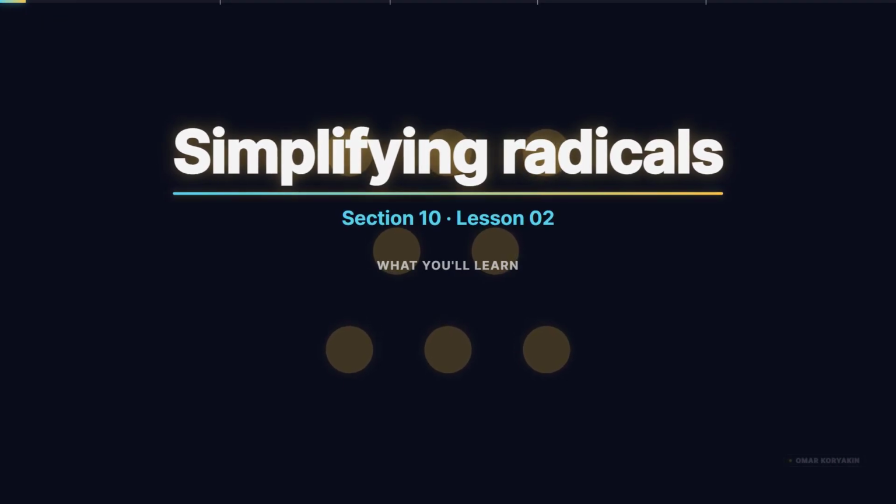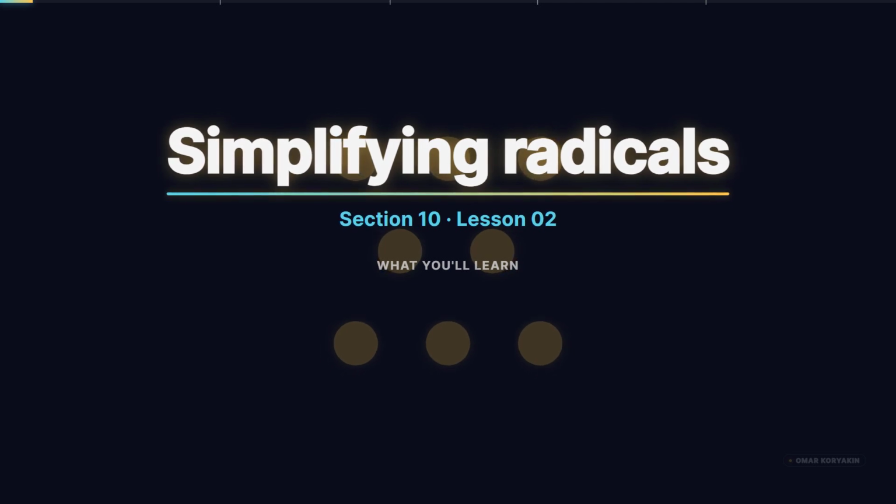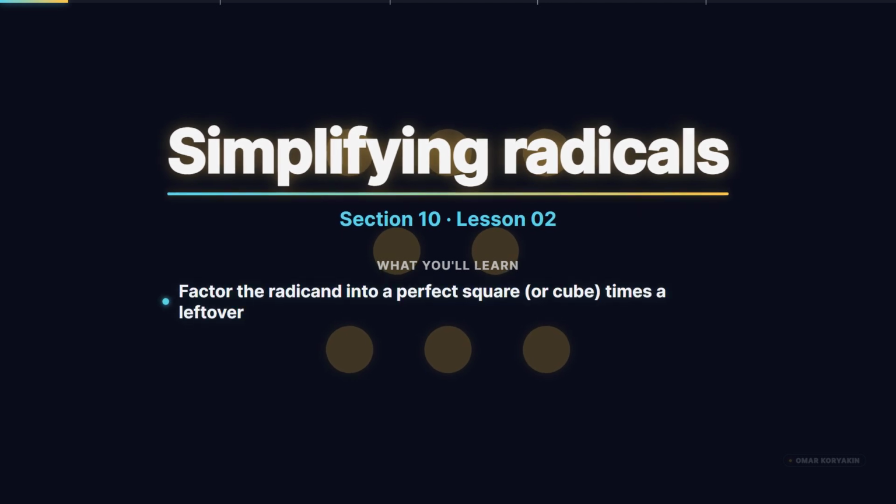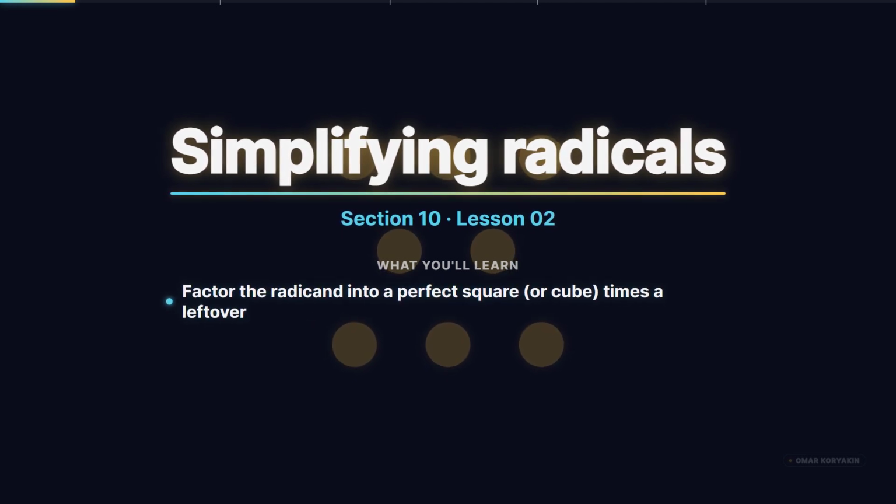Simplifying radicals means rewriting the radical so the radicand contains no factor that is a perfect power matching the radical's index. For square roots, no perfect square factor remains under the radical. For cube roots, no perfect cube factor remains.